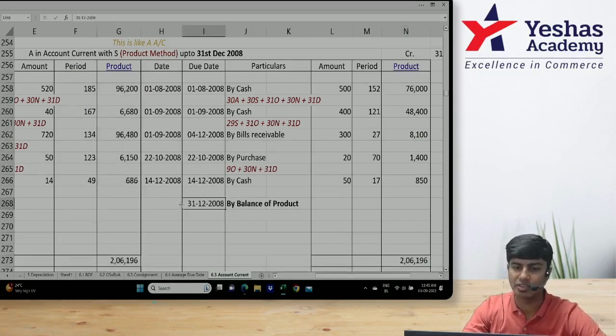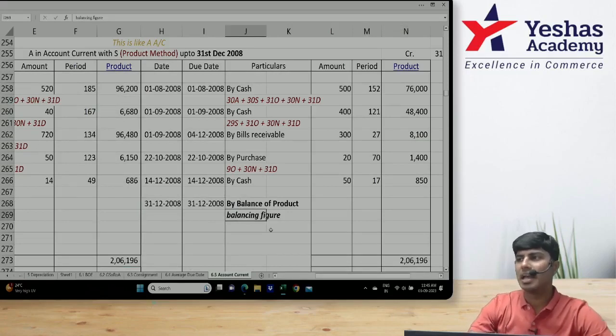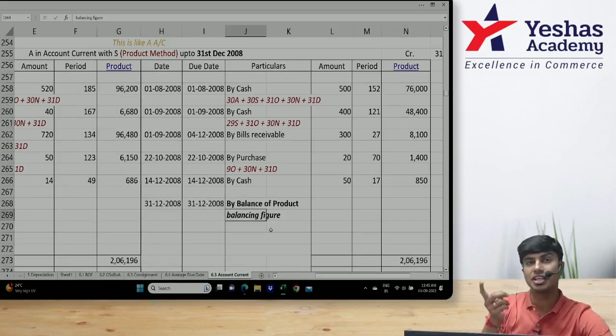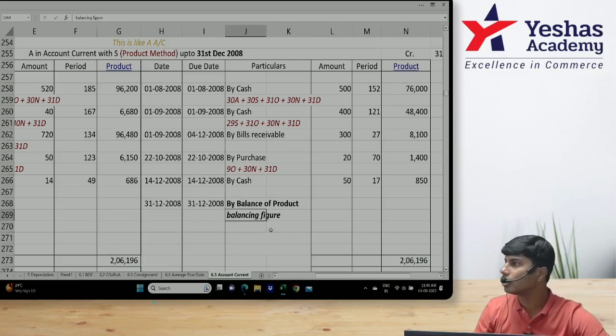2,06,196. Identify the balancing figure. Balance of product is on the credit side. On this, interest should come on the debit side. On which side should interest come? Debit side. Opposite side.